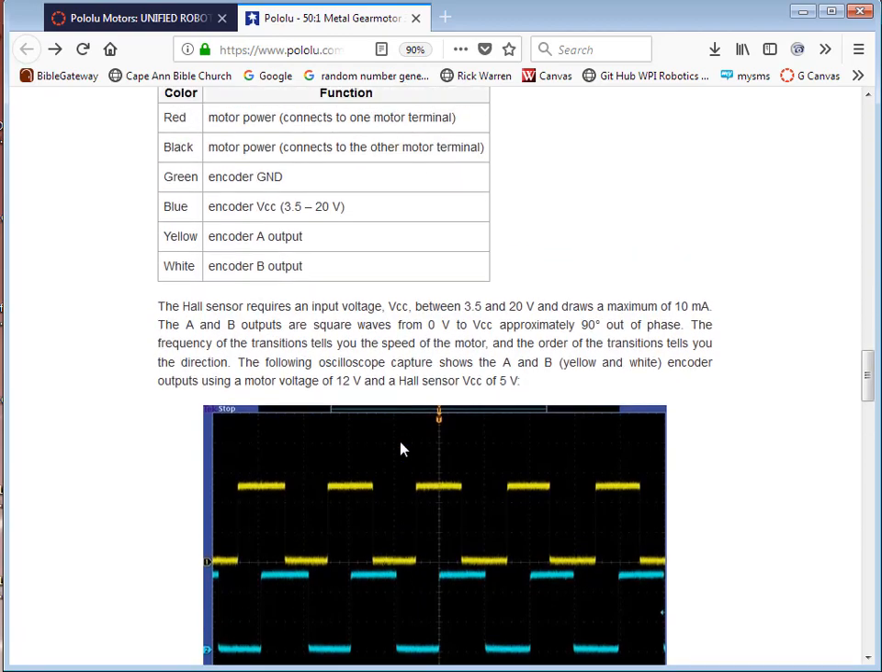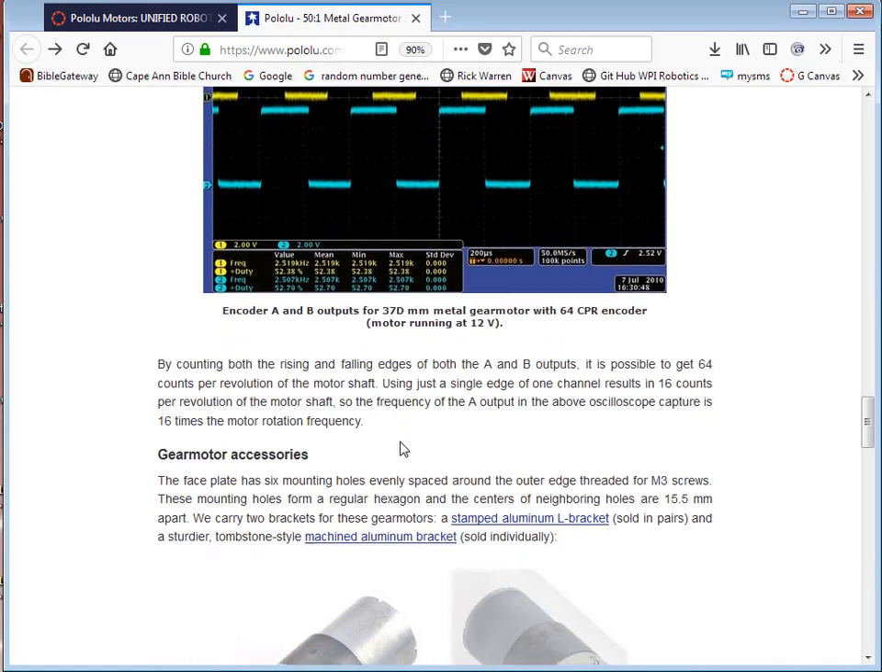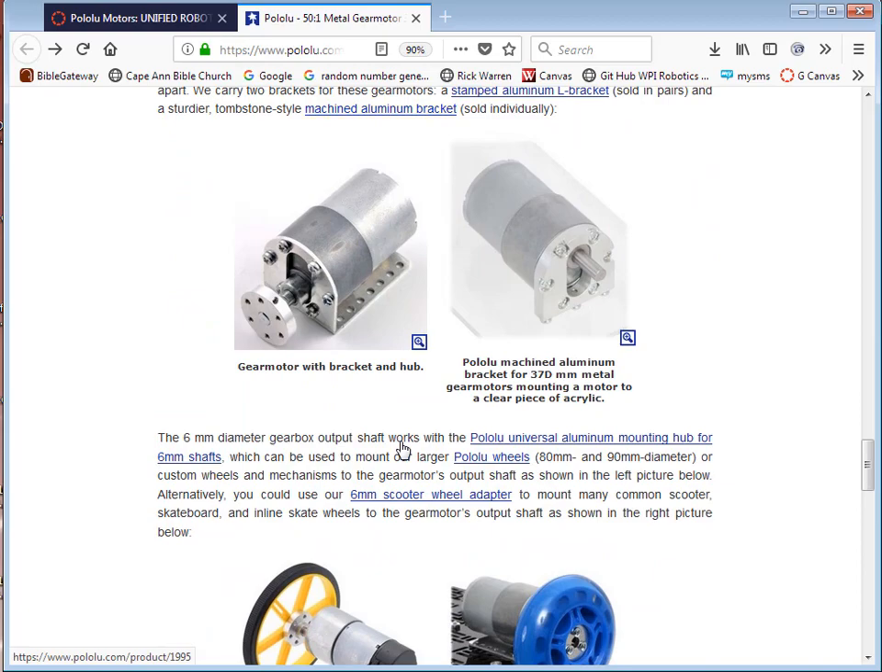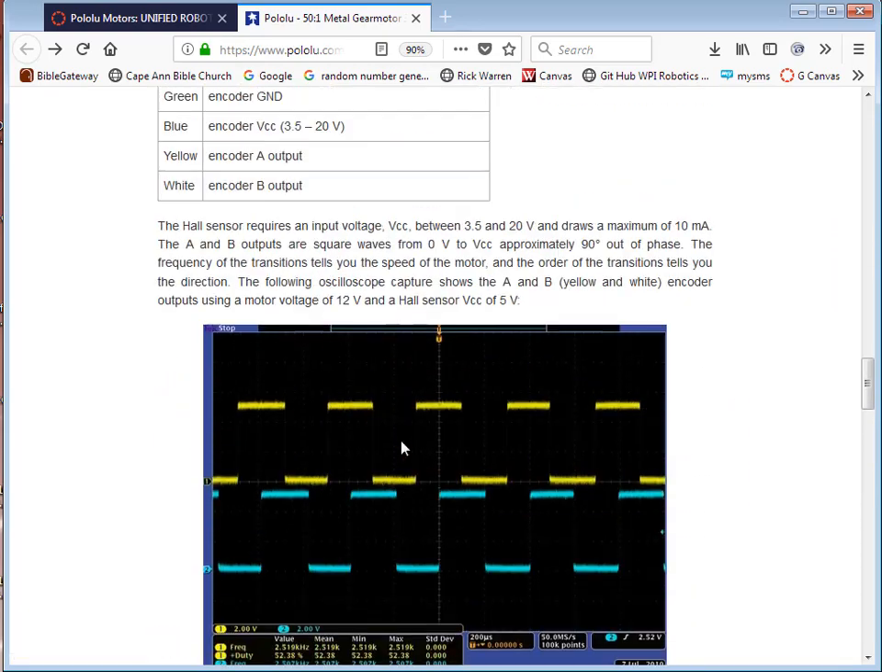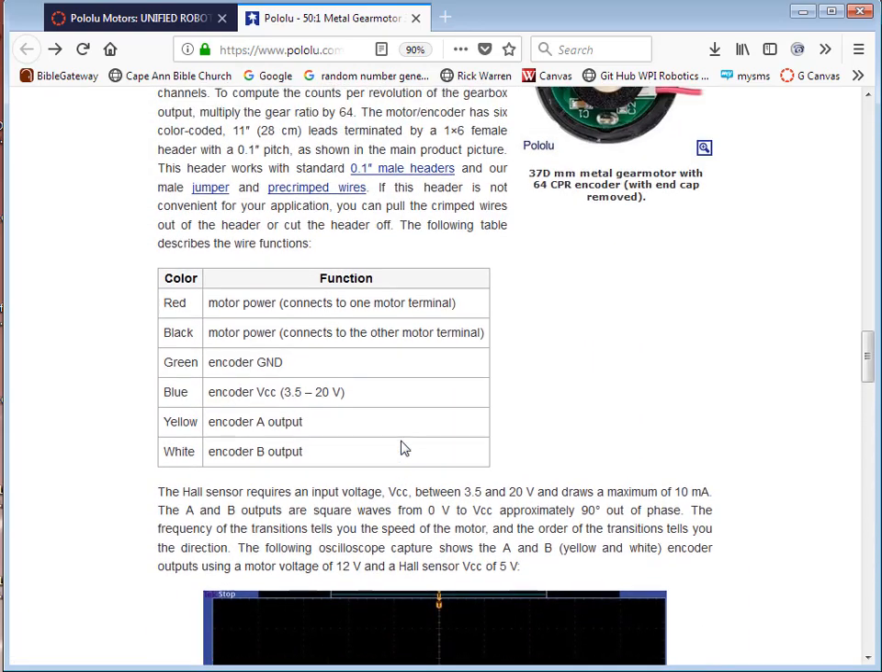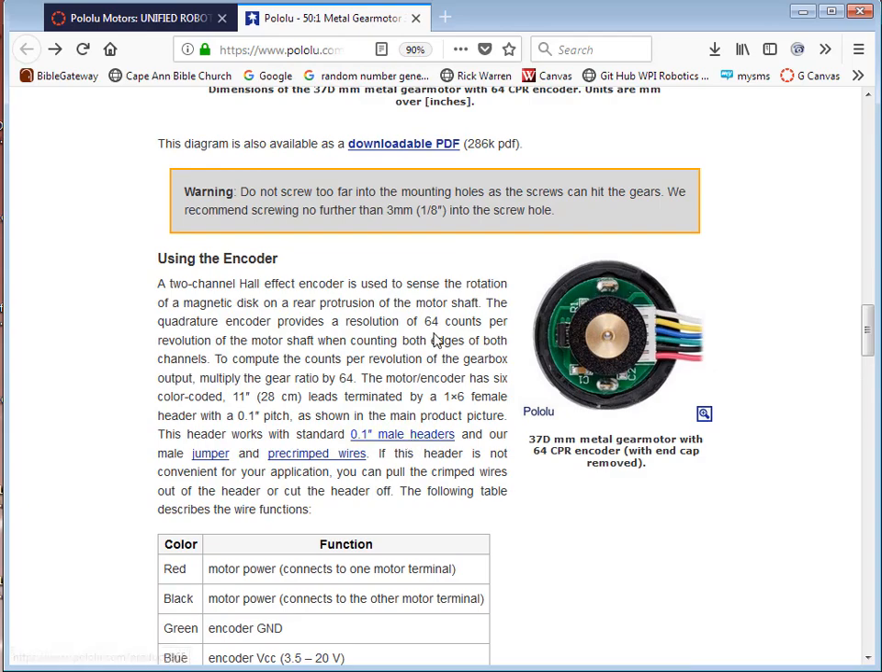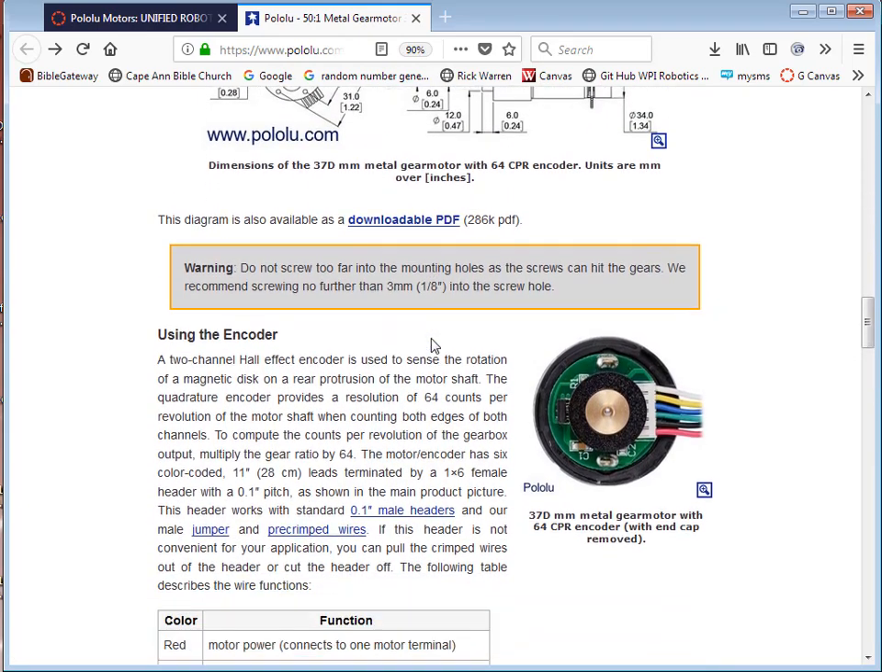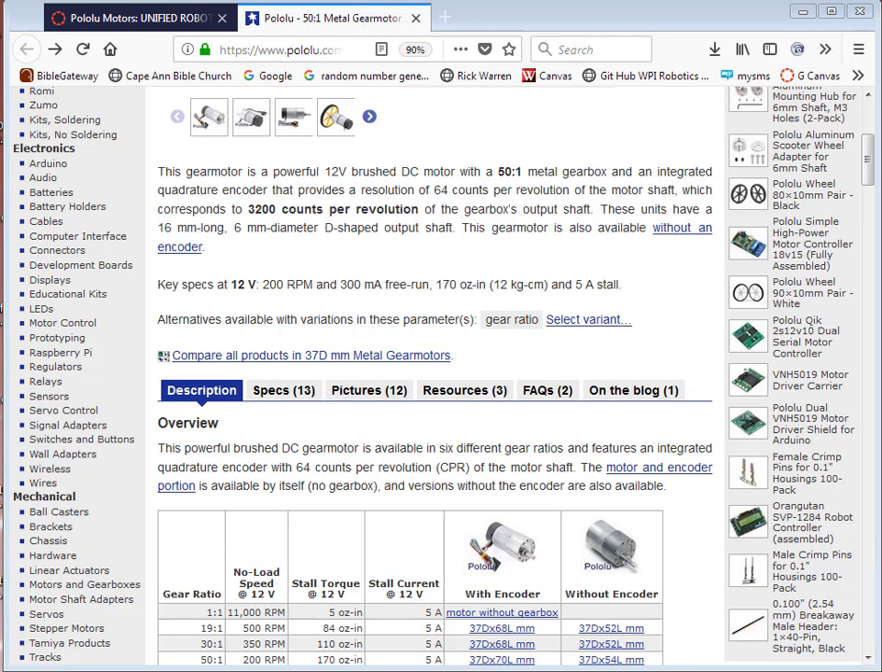So in other words, if you measure each rise and each fall, then you actually get 64 counts per revolution. And with a 50 to 1, you end up with 3,200 ticks. Let's see, where is that? Yeah, 64 counts here, and that information is back up at the top. So yes, 64 times 50 is 3,200.